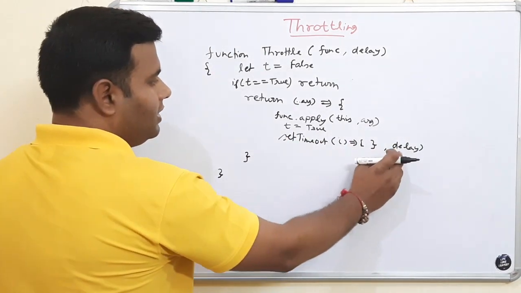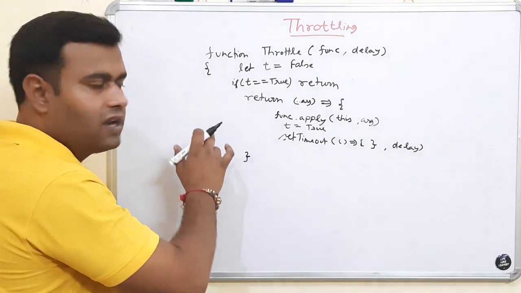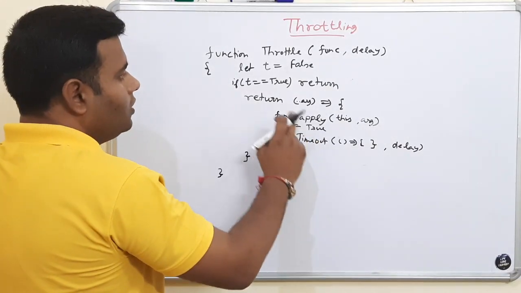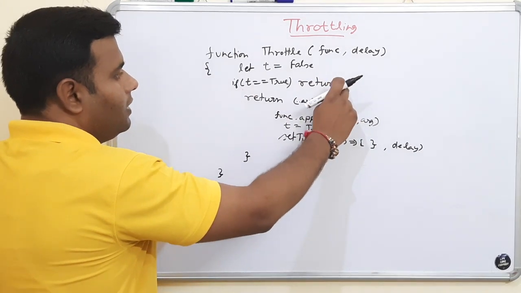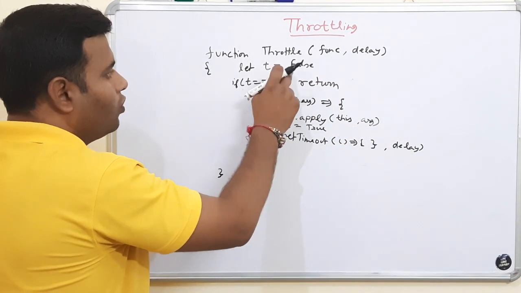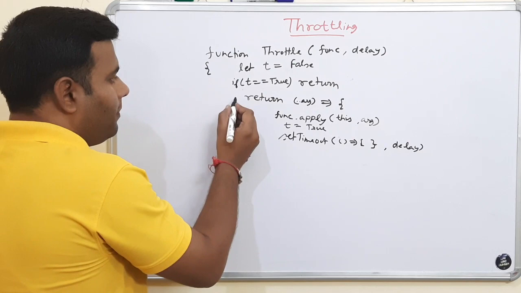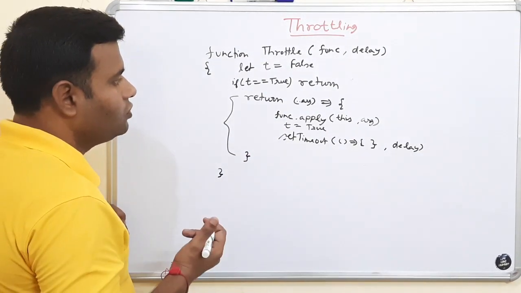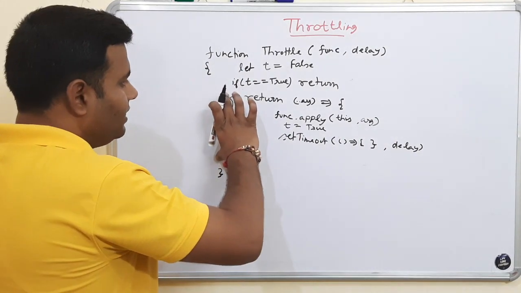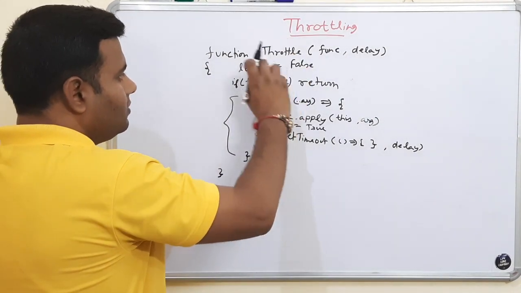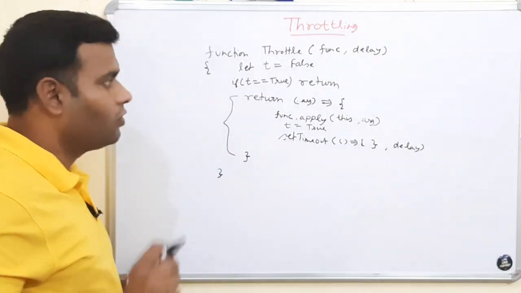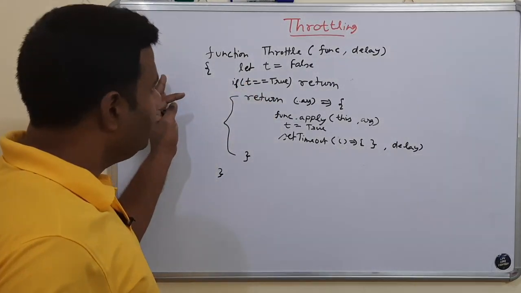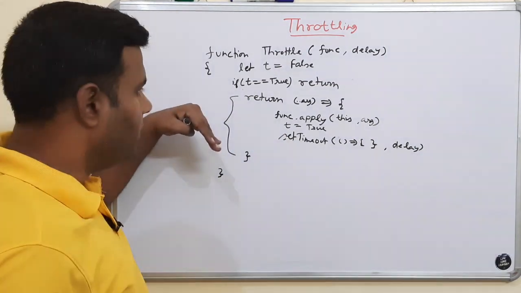Now let's say before this much of time, another call will come. What will happen? t's value is true, so it will return from here, right? Now you might be wondering, this is a local variable, but here the concept of closure will come. In the concept of closure, you might have seen, when we return this function, it will take these variables together because of closure. So the t value will remain true till the second call came, right?